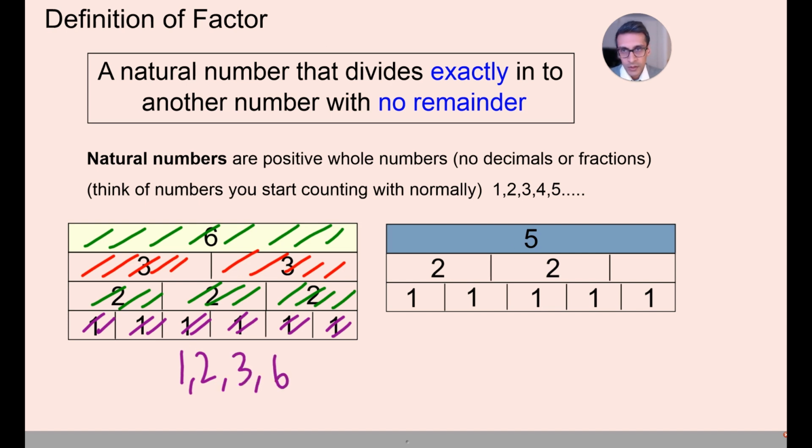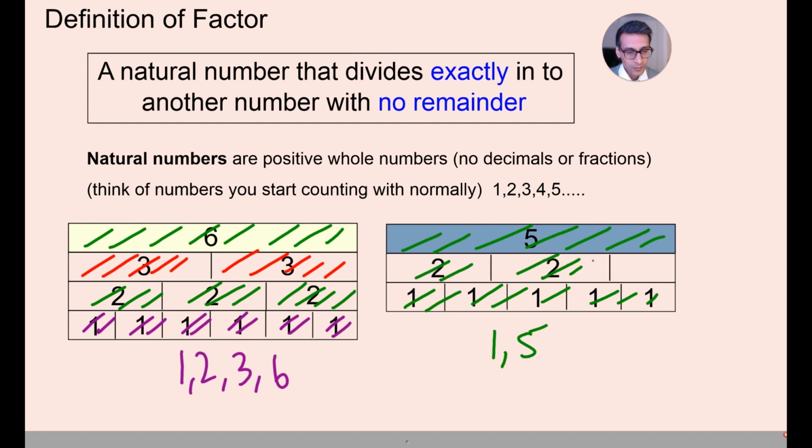And for the number 5, you can see here, 5 goes into 5 once, and 1 goes into 5 five times, so 1 and 5. Now the 2 is an example of something that doesn't go in, because if you put 2 twos you get 4, but then there's an extra 1 unit remaining, so 2 does not go into 5. So this is the big idea behind factors.